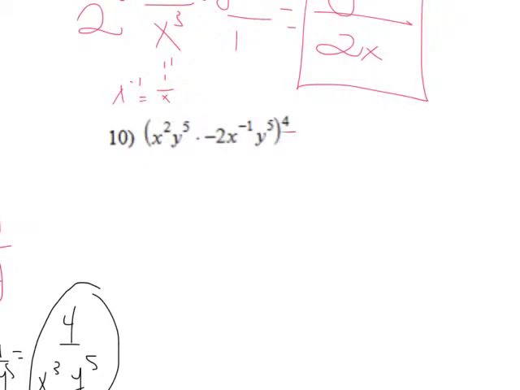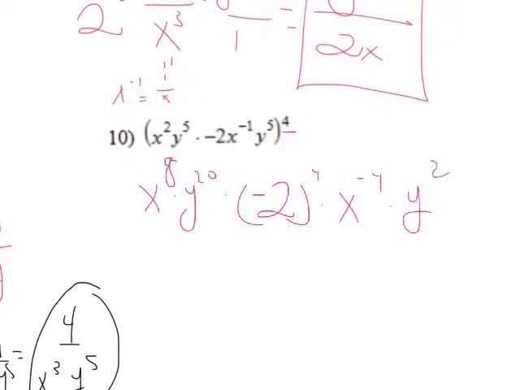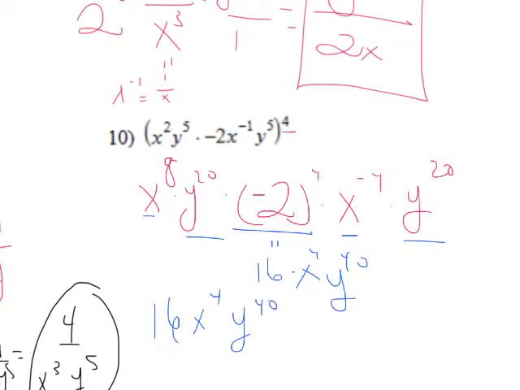Here I need to distribute my 4. So I've got x to the 8th, y to the 20th, negative 2 to the 4th, x to the negative 4th, y to the 20th. So this is going to be negative 2 times negative 2 times negative 2 times negative 2, which is 16. That's my coefficient. Then I have x to the 8th and x to the negative 4th. I have to add those together, so I've got x to the 4th, y to the 20th, and y to the 20th, so I have y to the 40th. So I've got 16, x to the 4th, y to the 40th as my final answer.